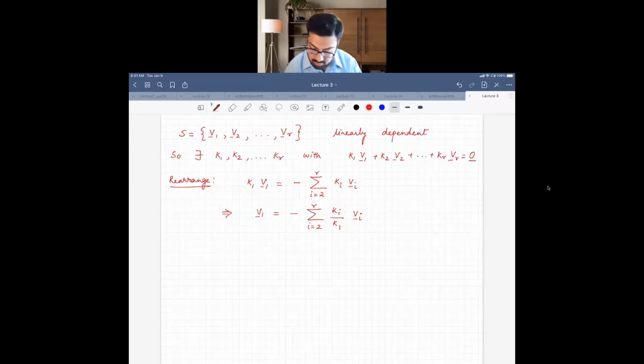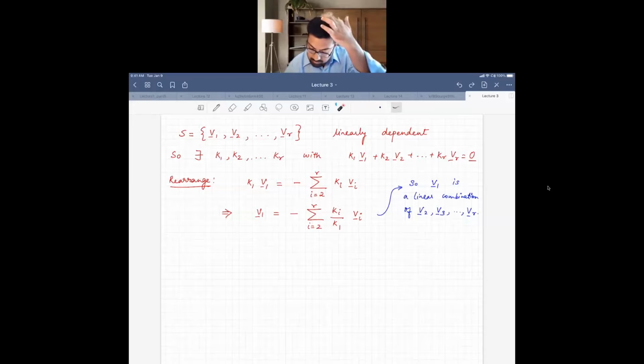So let me write that. v1 is a linear combination of v2, v3, and so on up to vr. You see that? So we are able to express one vector as a linear combination of all the other vectors.